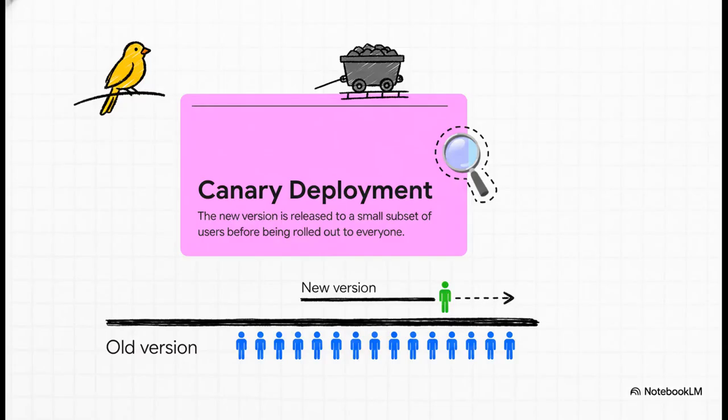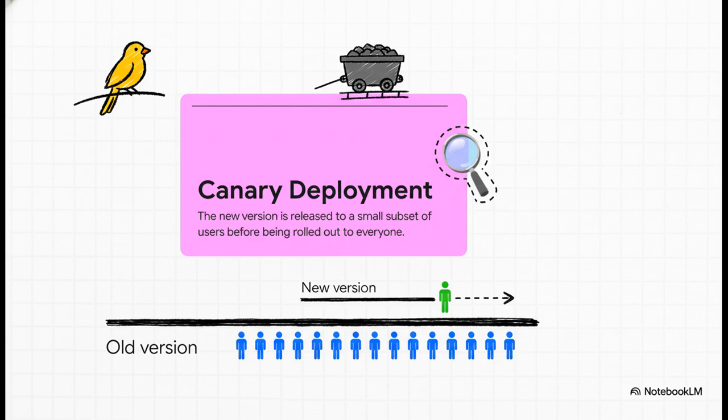Another really powerful safety strategy is the Canary deployment. And the name comes from exactly what you're thinking, the old canary in a coal mine. The idea is you release the new version to a tiny group of users, maybe just 1%, while everyone else stays on the old version.